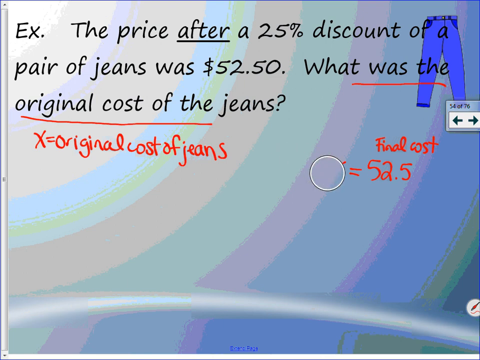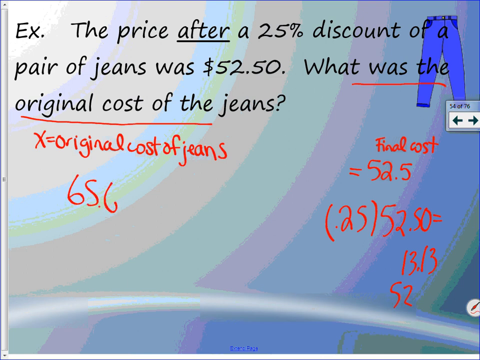Okay, so you're saying take 0.25 times this. If you take 0.25 times this, what do you get? You get 13.13. 13 point how much? 13. And then you add it, so what did you get as your original cost? $65.63.